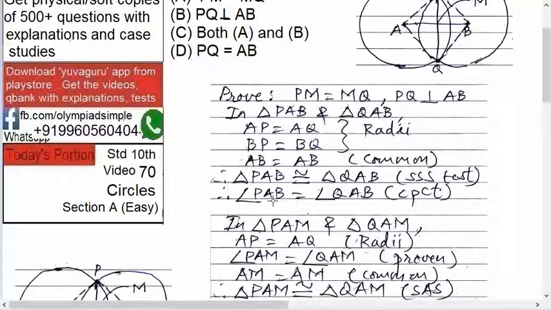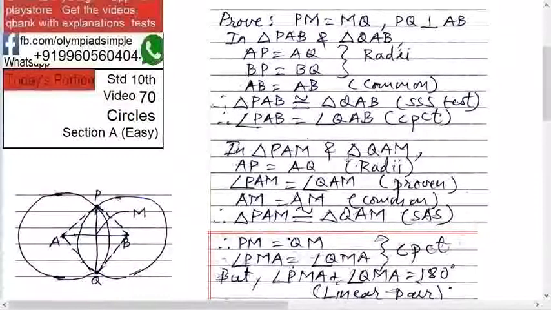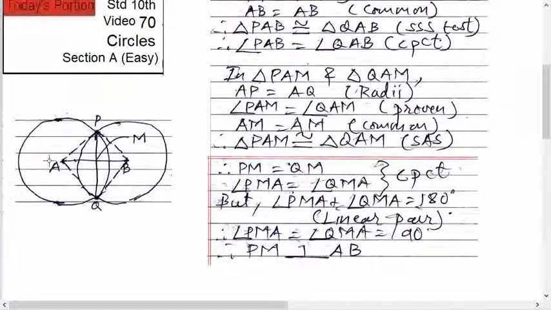Therefore angle PAB equal to angle QAB, CPCT, corresponding parts of congruent triangles, right? These two triangles, this and this, PAB and QAB, right? Next, in triangle PAM and QAM, see this, PAM and QAM. Now we are taking half angle, means earlier we had taken this full triangle, now we are taking half triangles. Okay, AP equals to AQ.